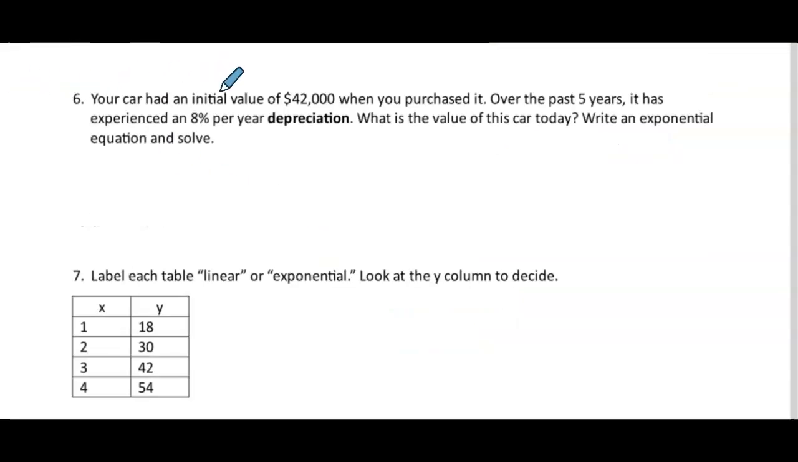Your car had an initial value, 42,000. Past 5 years it has depreciated. Okay, so it's the same kind of thing. We're going to start with 42,000. Do 1 minus since it's going down. 8% is 0.08. And it's 5 years. Type it all up. I got 27,681.42. All right, so those last two problems were basically the same, just with different numbers.